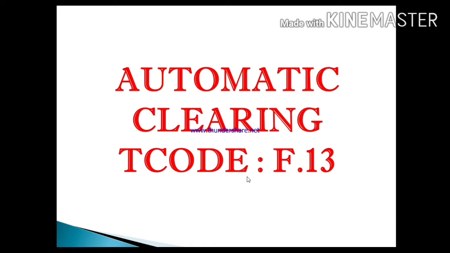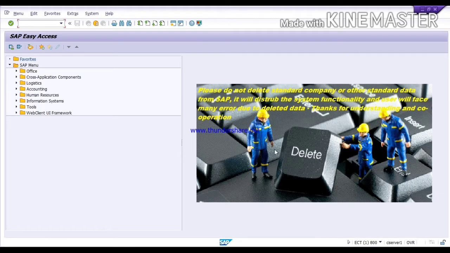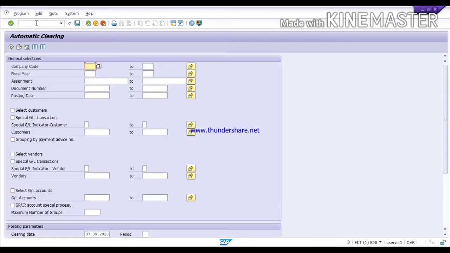So let's go to the SAP screen and do the practical for automatic clearing. As we did the configurations in a previous video, today we are going to run the T code F.13 for automatic clearing. This is the window where we can clear all our open items by automatic clearing, either your customer open items, your vendor open items, or your GL open items. So now I am going to clear my GL open items.